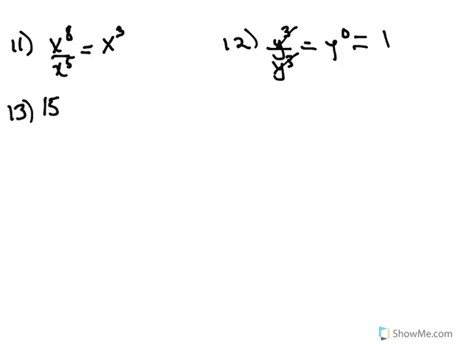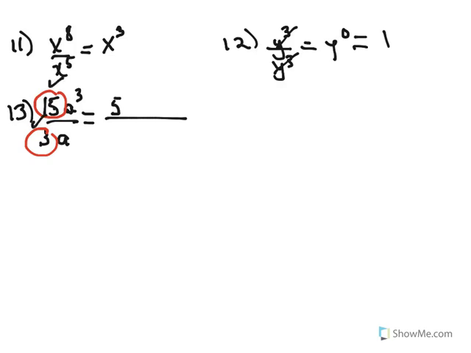15a to the third divided by 3a. Okay, so one thing that we have in these problems that we didn't have in problems 11 and 12 is that we have a coefficient, right? So here I have 15 and a 3. So I'm going to work with the 15 and the 3 in a completely different way. So 15 divided by 3 is 5.